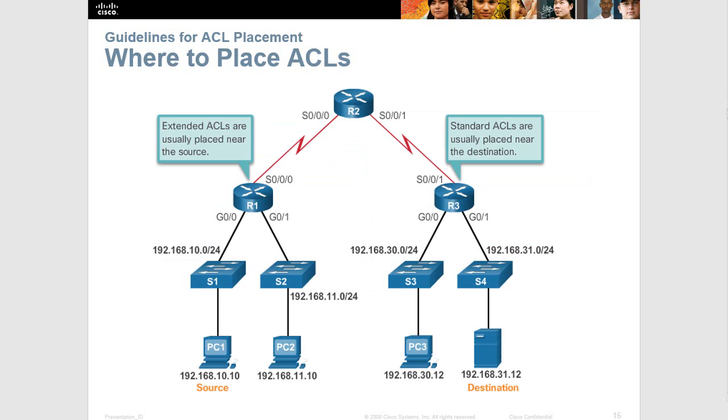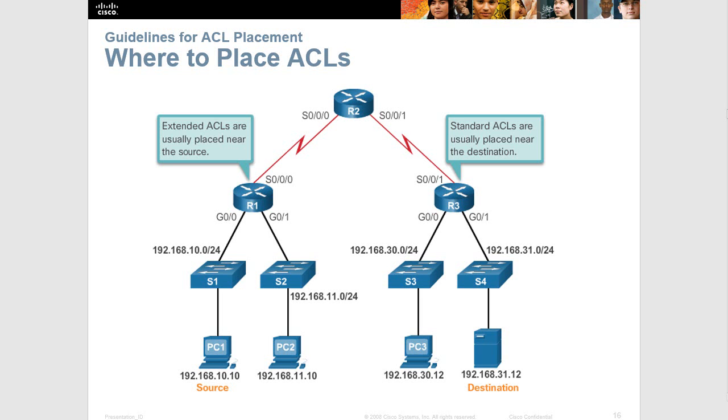Here we have a slide on where you want to place your access control lists. And then, as I've stated before, we don't do extended access control lists, but those extended access control lists are typically placed near the source, and standard are typically placed near the destination. And here's basically why. Your standard access control lists filter based on source IP only. Okay, it doesn't filter based on a specific protocol or port number or anything like that. You're just basically blocking all traffic from a source IP address.